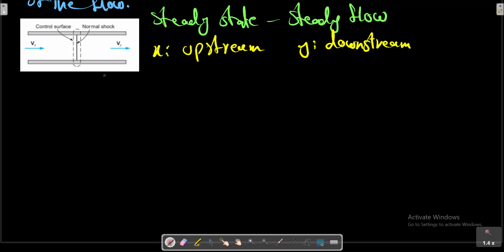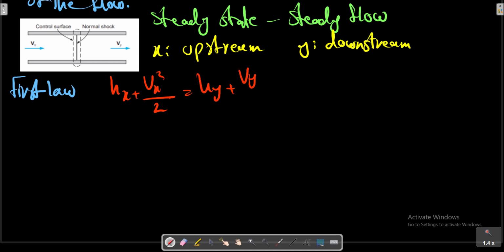So for the first law, hx plus Vx squared over 2 equals hy plus Vy squared over 2, that is, h0x equals h0y.